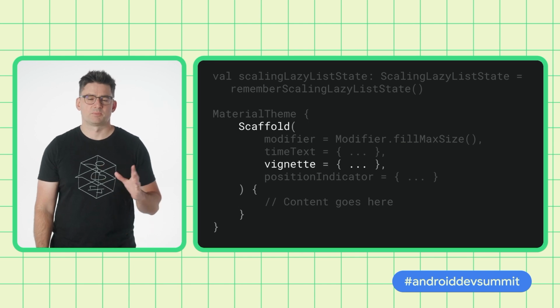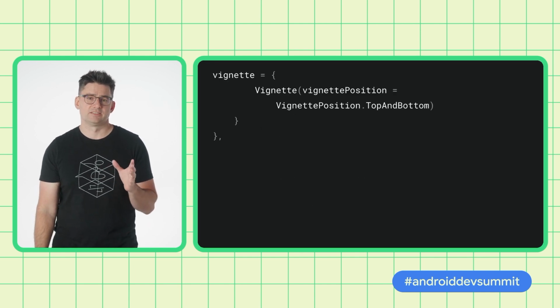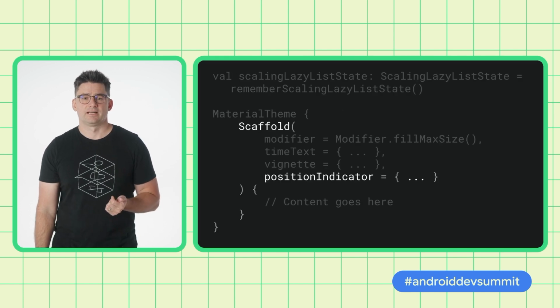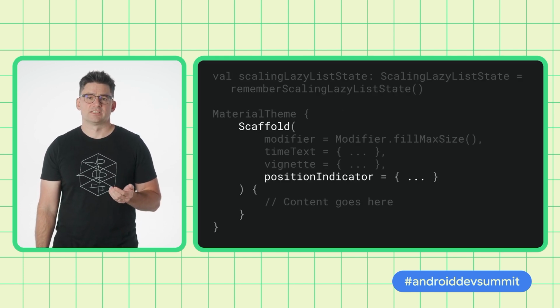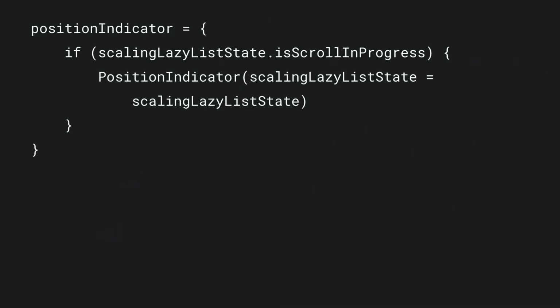Vignette, this one, well, let's break it out. It's actually pretty easy. You set the vignette position. In this case, we're doing top and bottom. And then finally, we'll set the position indicator. Let's pull that out and see what it looks like. In this case, I'm looking at the state to see if it's scrolling, so I don't show it unless it's scrolling. And then here's the most important part. The position indicator itself requires the state, and this is the main reason we hoisted that state up from that lazy column, so we pass that in.